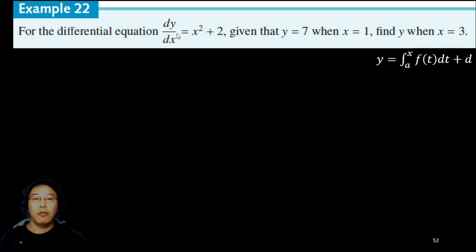So here you have your differential equation. Now it's giving you a starting point, x equals 1, then y equals 7. Now you need to find the value of y when x equals 3. So keep this form in mind. The x equals 1 and y equals 7, that's going to be our a and d, and the x equals 3, that's going to be our upper boundary.